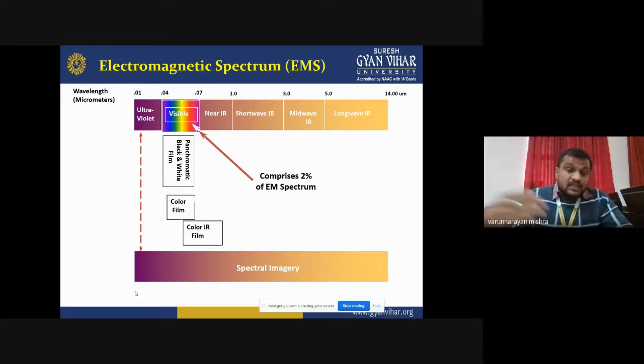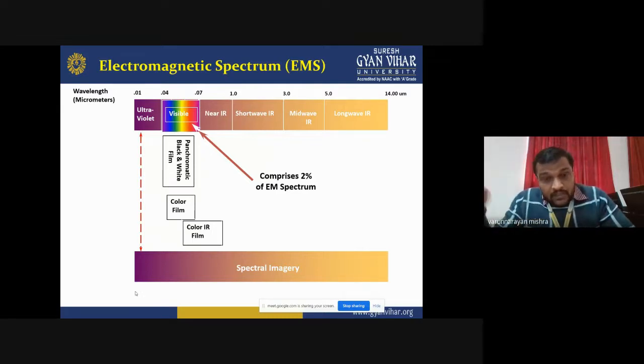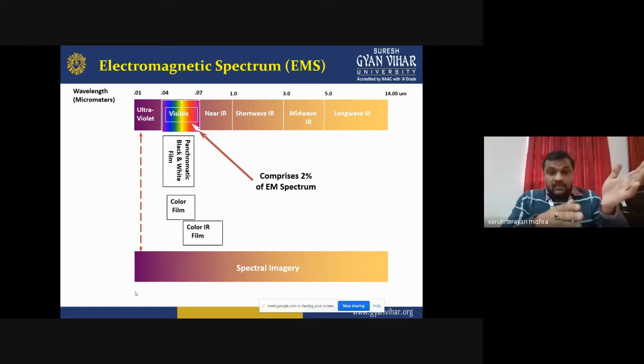And there are some other sensors that use the infrared portion of the spectrum, which is very useful for studying vegetation and other features. So the electromagnetic spectrum has different wavelength intervals, and for remote sensing purposes, we generally use the visible portion, then the infrared portion and longer infrared portions, as well as the microwave portion of the electromagnetic radiation.